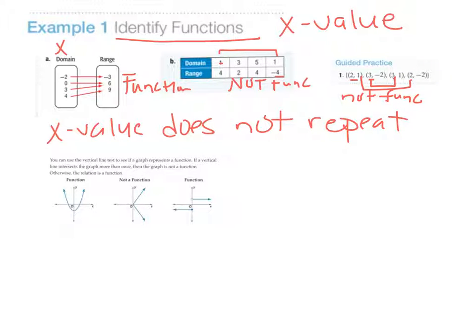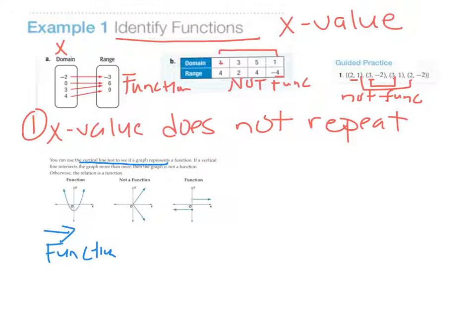The second way of telling a function is doing what's called a straight line test. That means if you have a graph and I run a straight line across this graph, and it never touches the graph twice, it's a function. So this is a function.